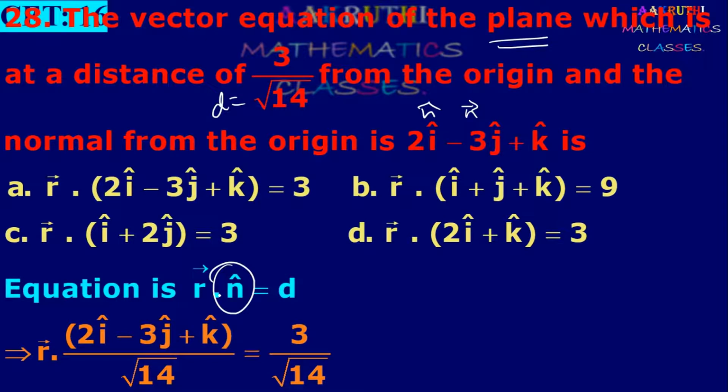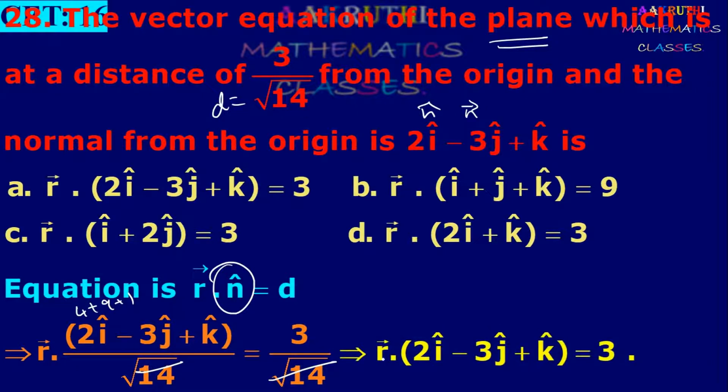So here r vector dot n cap, where n cap is n vector divided by its magnitude. It is 2i minus 3j plus k divided by root of 2 square plus 3 square plus 1 square. That is 4 plus 9 plus 1, which is root 14. And here d is 3 by root 14 and root 14 cancels. So we get r vector dot 2i minus 3j plus k equal to 3, which is option A. So here the correct option is option A.